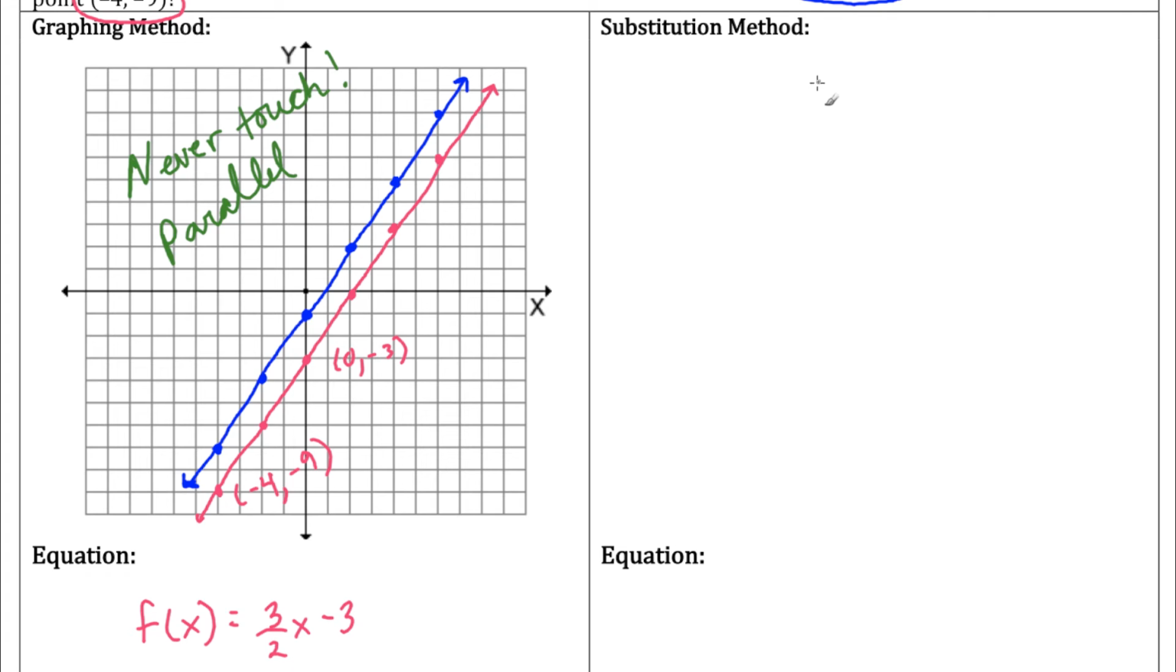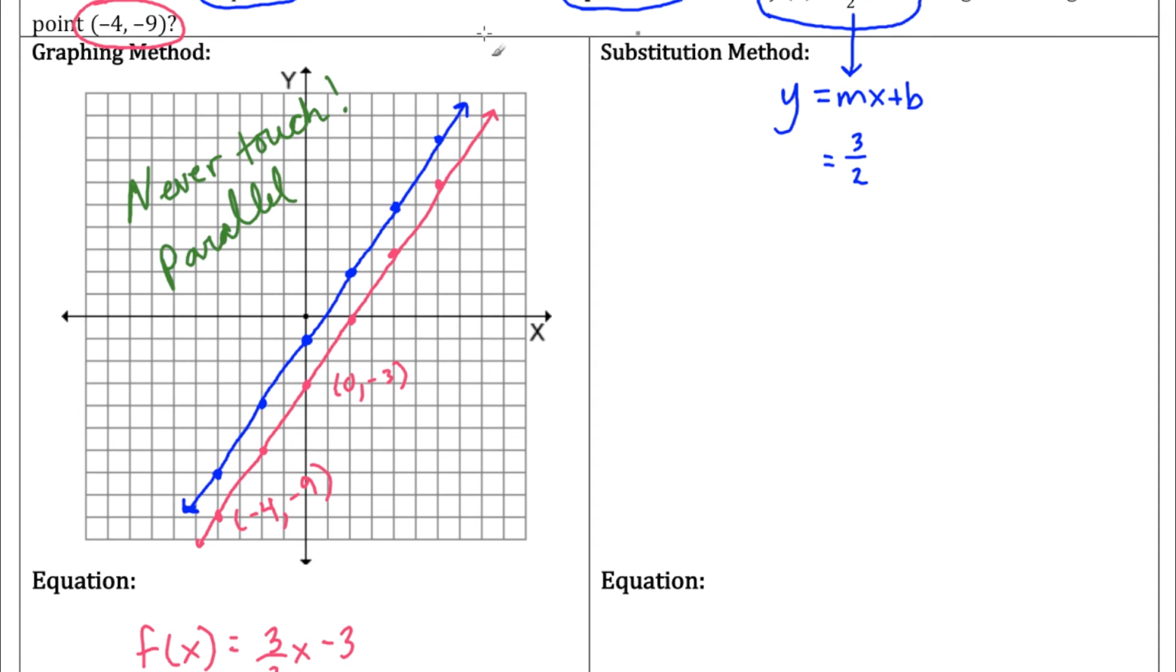So I'm going to write my original, well, I want it to be y equals mx plus b, right? But I know it's parallel, so it has to keep this 3/2. This has to be the same. But it needs to go through -4, -9. So -4 is the x. I'll write right here. -4, -9. Remember, that's the x and y. So -4 goes right here. -9 goes right here. And then plus b.